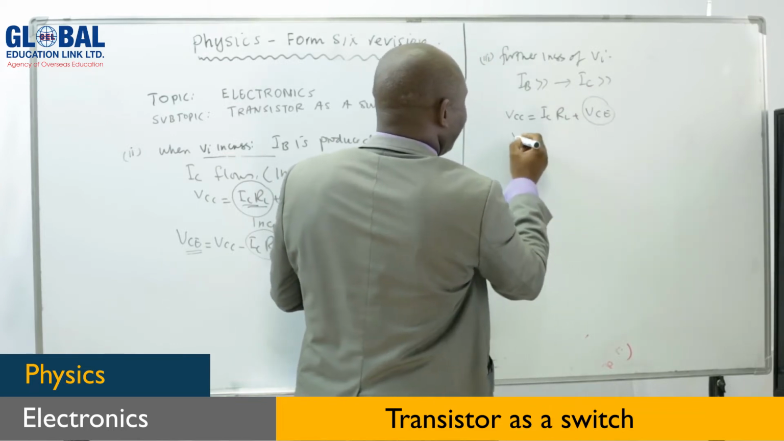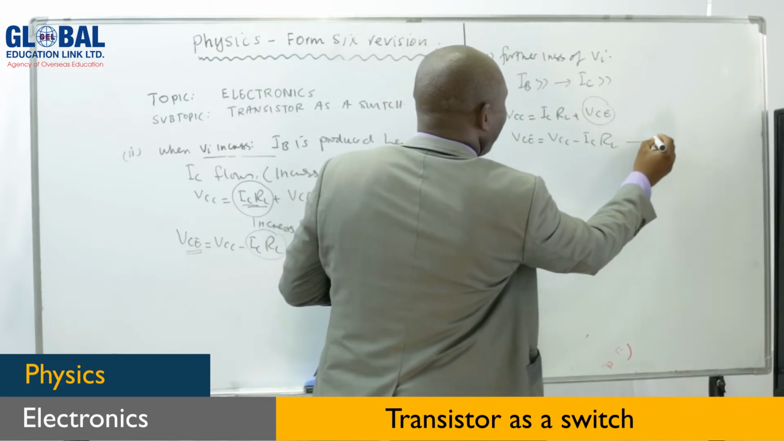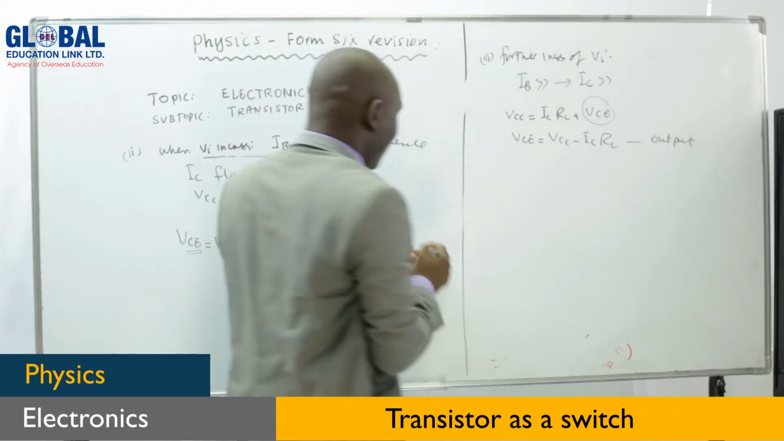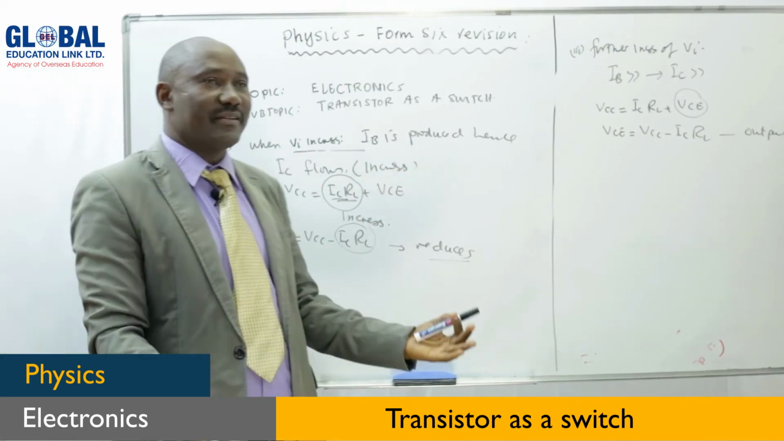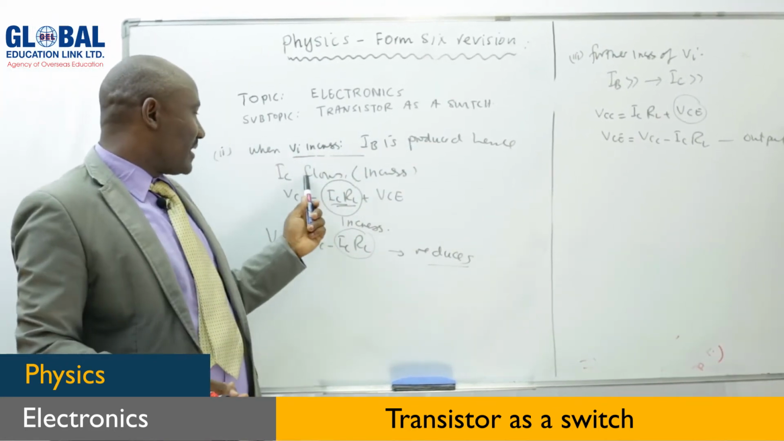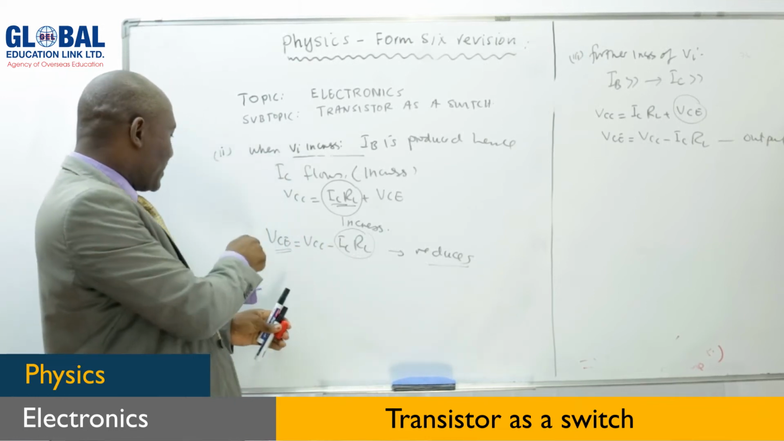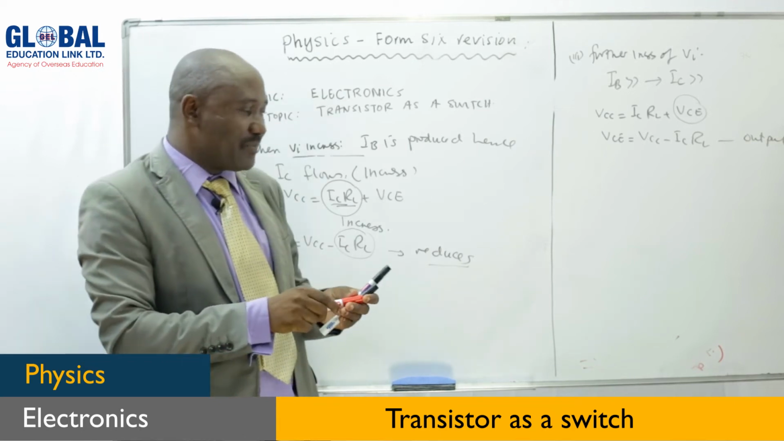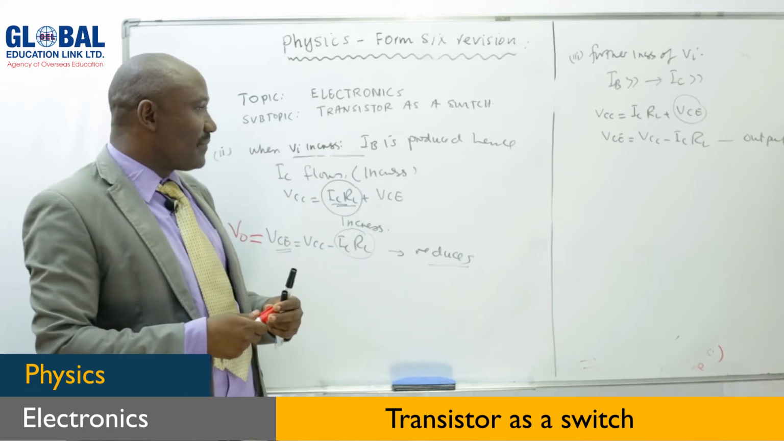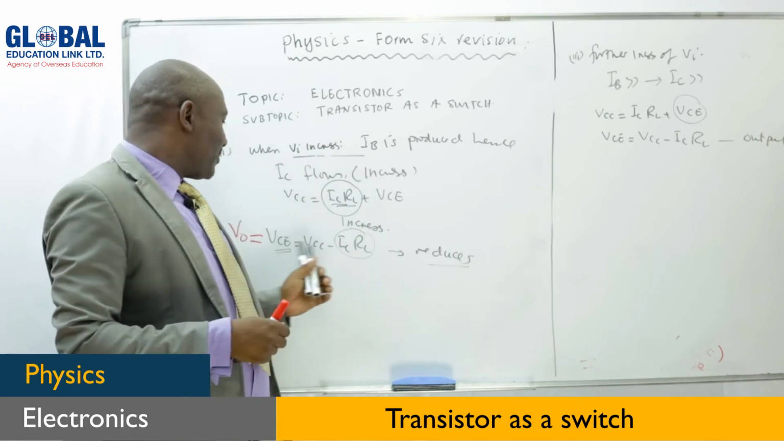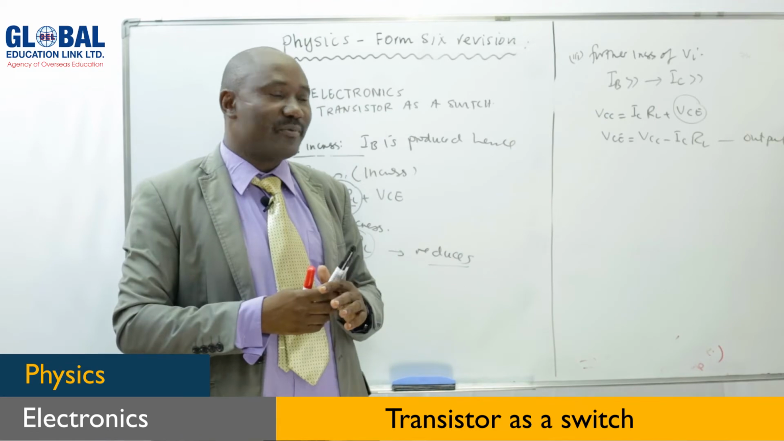Let's find this now. VCE equals VCC minus IC RL. This is our output equation. And we said from the beginning, when the input starts increasing, it produces a moderate current, which makes the transistor behave. Now the current through the transistor will flow, so we have the output. So we have the small voltage range. We remember, when talking about a transistor, the output produced cannot be greater than the supply voltage. There's a limit to where the output can be produced.